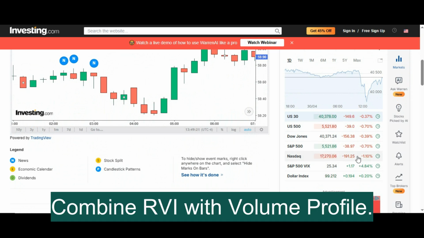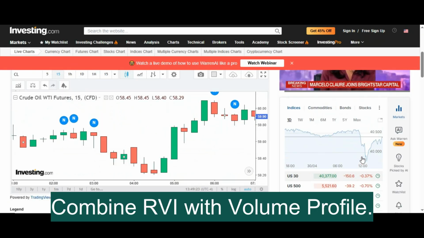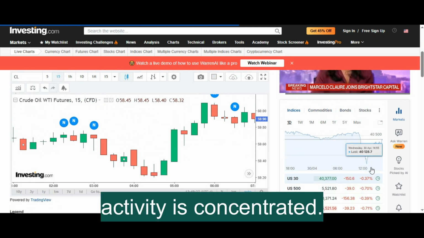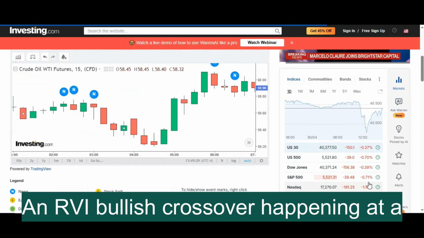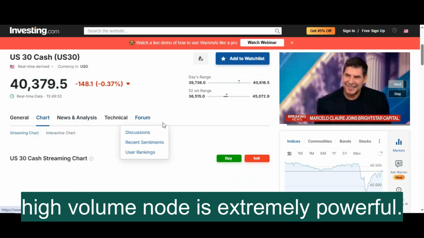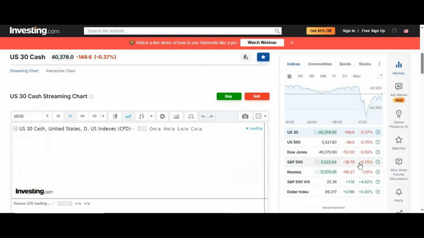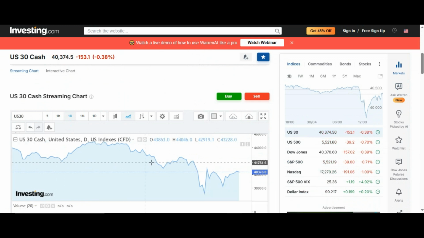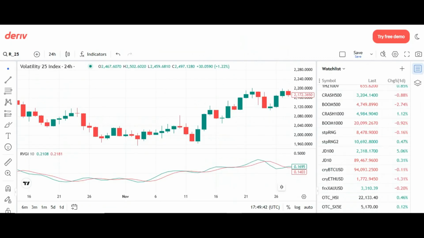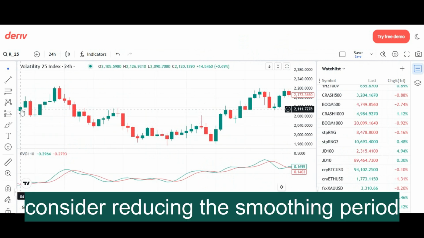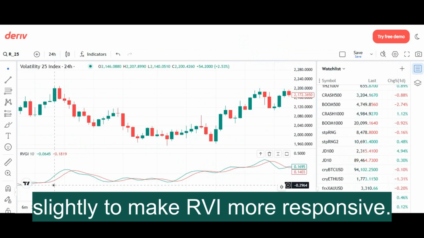3. Combine RVI with volume profile. Volume profile helps you see where trading activity is concentrated. An RVI bullish crossover happening at a high volume node is extremely powerful. 4. Adjust smoothing period based on volatility. During high volatility, like news events, consider reducing the smoothing period slightly to make RVI more responsive.